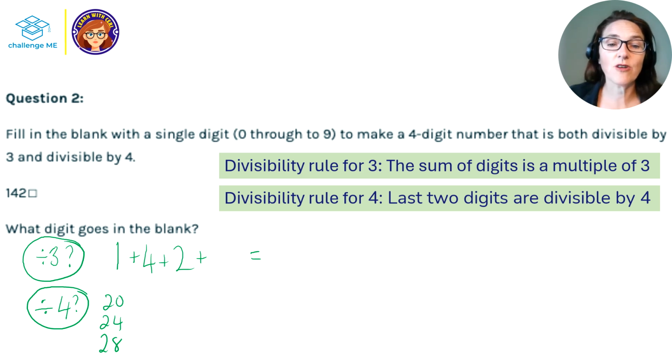So let's have a look at 8. Hopefully this one works. If we do 1 plus 4 plus 2 plus 8, we get 15. And 15 is a multiple of 3. So therefore the full number is 1428. And the answer we would be filling in is 8, because it's just that digit there that we need for the solution.